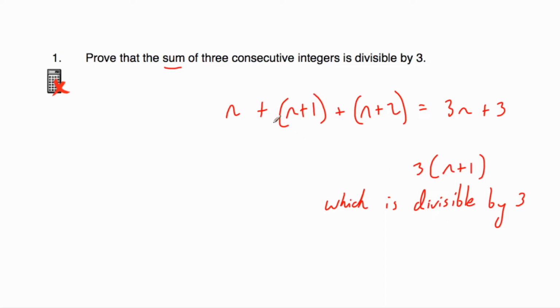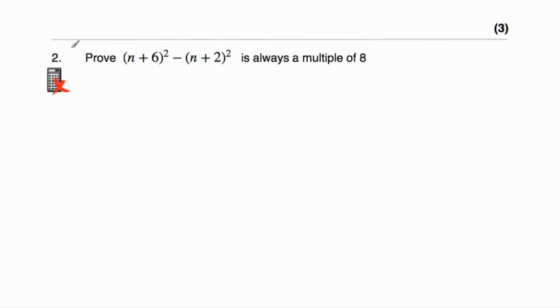So that's it. We've proved the sum of 3 consecutive integers is divisible by 3 because n plus n plus 1 plus n plus 2 is 3n plus 3, and we can take 3 out as a factor, so we've got 3 bracket n plus 1, and because it's 3 times something, it's divisible by 3. So that's it. Okay, let's have a look at our next question.